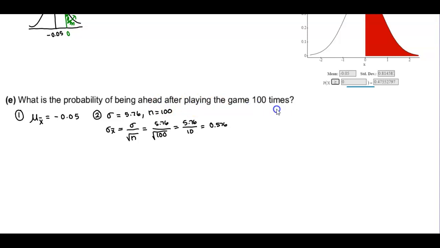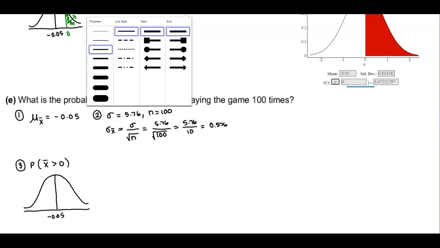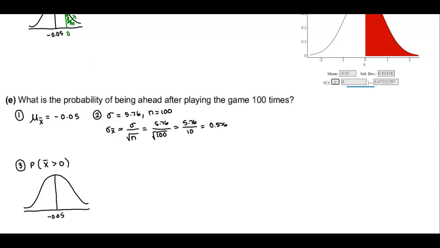Okay, so we want to find the probability of being ahead after playing the game 100 times. So in the same way as before, we want to find the probability that the sample mean is going to be greater than 0. Again, when we draw our picture, we have our mean at negative 0.05, and we're looking for the area that's shaded to the right of 0.